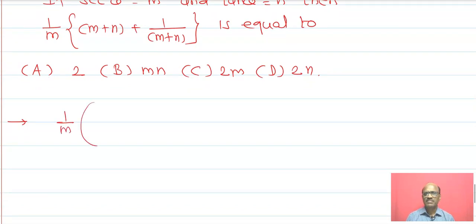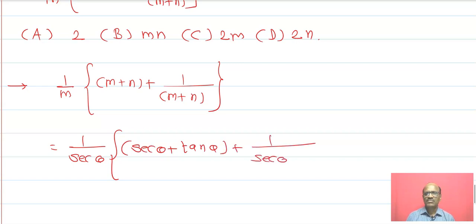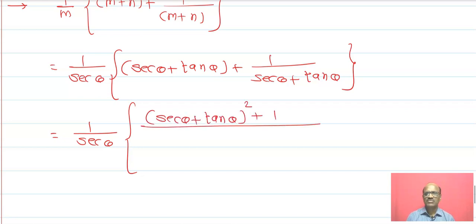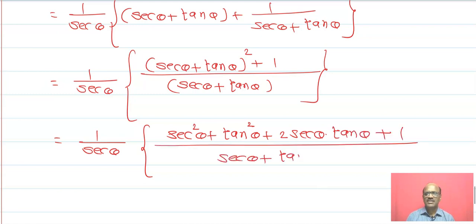That is 1 upon m (m plus n) plus 1 upon m plus n, that is 1 upon sec theta (sec theta plus tan theta) plus 1 upon sec theta plus tan theta, that is equal to 1 upon sec theta (sec theta plus tan theta) whole square plus 1 upon sec theta plus tan theta, and that is 1 upon sec theta (sec square theta plus tan square theta plus 2 times sec theta into tan theta) plus 1 upon sec theta plus tan theta.